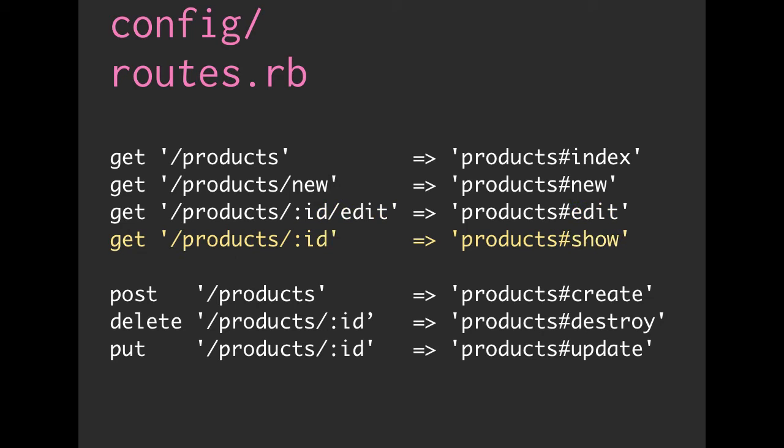Okay, so we have product show, and this is going to be different from products index. This is where you want to show one detailed version of a product.